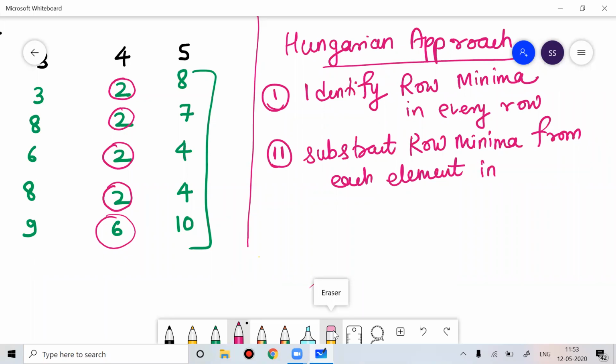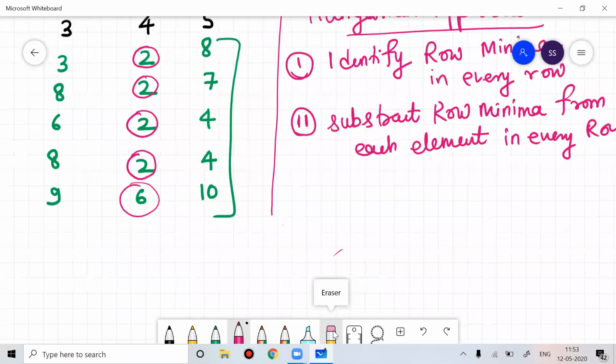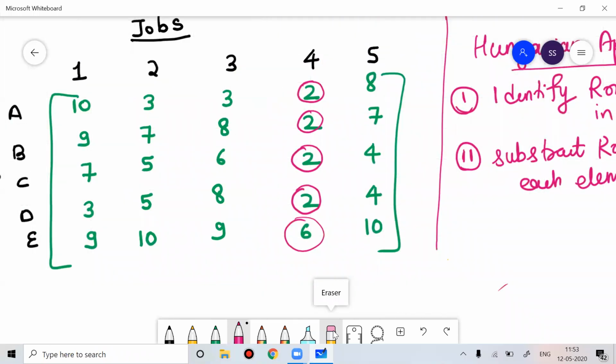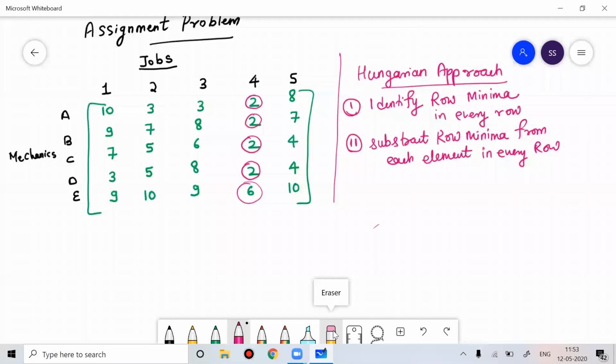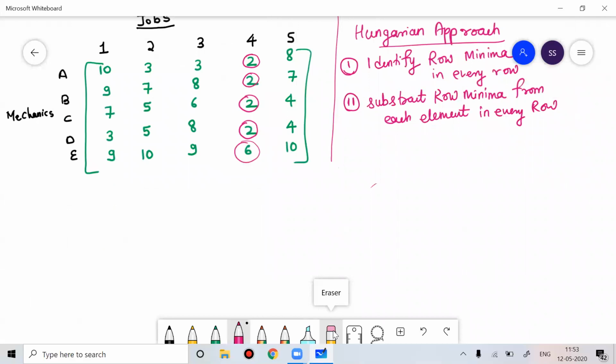So the Hungarian approach, what we follow, is this: we identify the row minima in every row. Then I'll subtract all the elements of this row by this row minima. So this would be 8, then 1, so 10 minus 2, 3 minus 2, 3 minus 2, 2 minus 2, 8 minus 2. Like this I'll do.